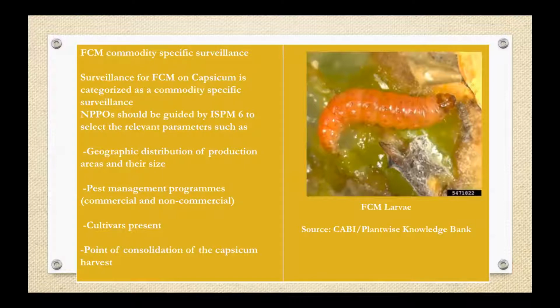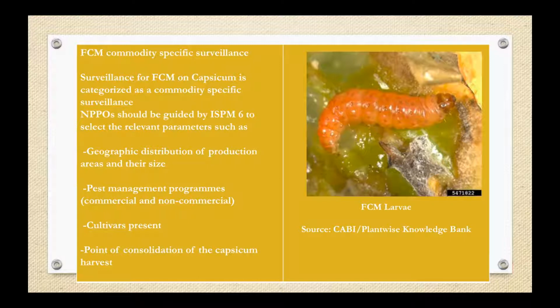So when you want to do a commodity-specific surveillance, this is with focus on capsicum. Remember that we did mention when we introduced specific pest surveillance that it can either be on a specific pest, or on a specific commodity, targeting a specific pest. So in this case, we've picked on capsicum. So surveillance for FCM on capsicum is characterized as commodity-specific surveillance.